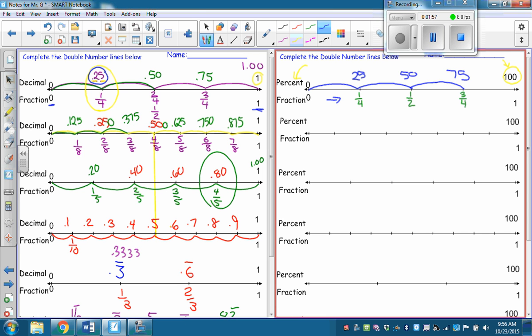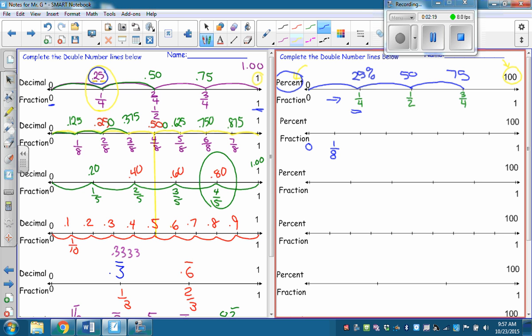But remember, percent means per 100. So because of these titles, we're not saying a 1/4 is equal to 25. We're saying a 1/4 is equal to 25%. So there's a little bit different. Okay? So this next one, the 8th counting one, that one was a little harder.